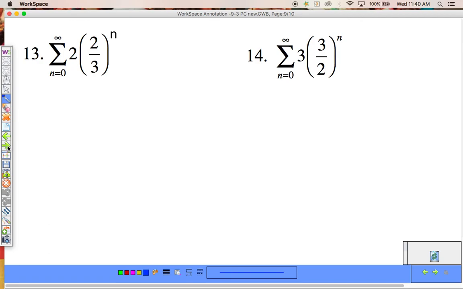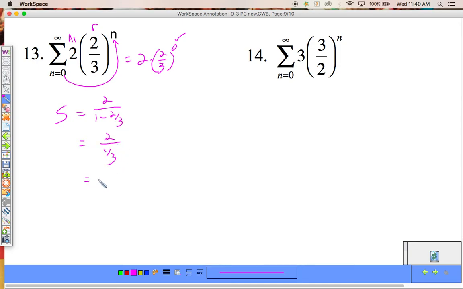All right, so I'm going to look at this next one, number 13. I want the sum from n equals 0 to infinity of 2 times (2/3) to the nth. All right, so when I put my 0 in here, I get 2 times (2/3) to the 0. Oh, there's my 0 exponent, so this is my first term, and that's my ratio, automatically, because my exponent became a 0. So my sum is going to be 2 divided by 1 minus 2/3, 2 divided by 1/3, 2 times the reciprocal, and I'm going to get 6.